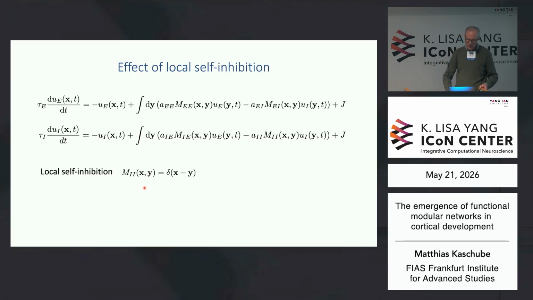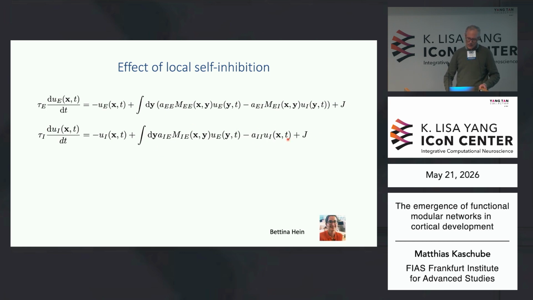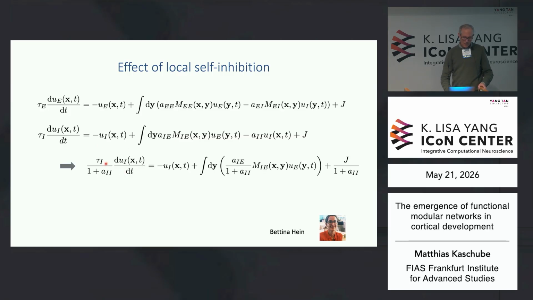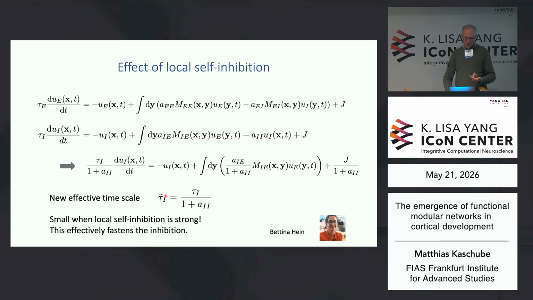When we have local self-inhibition and we plug it in here, then what we get on the right-hand side is this term here. The integral basically breaks down, right? And this term is similar to that term, just a different prefactor. So we can combine these two terms and divide by this prefactor. When we divide by this common prefactor, we see that the time scale becomes smaller than the previous time scale, depending on the strength of self-inhibition. So with increasing strength of self-inhibition, the time scale becomes shorter and shorter. And this has interesting consequences.